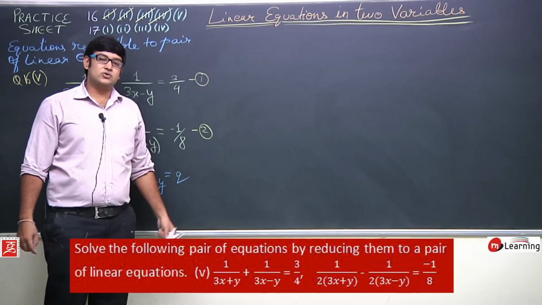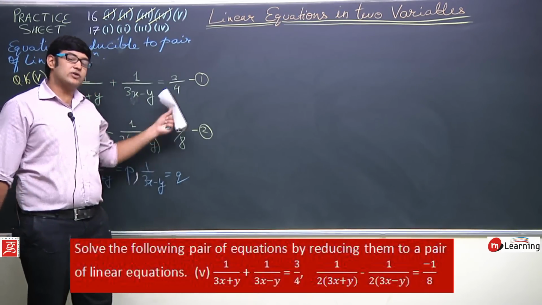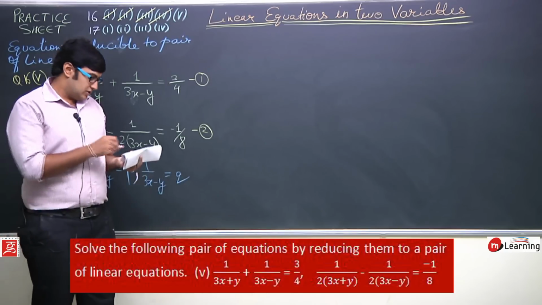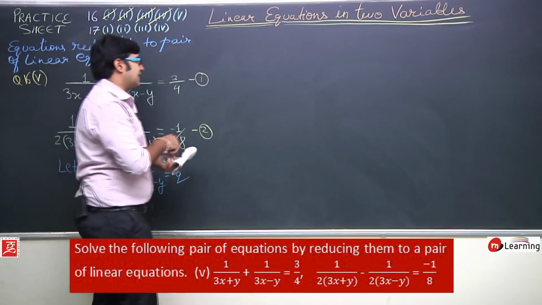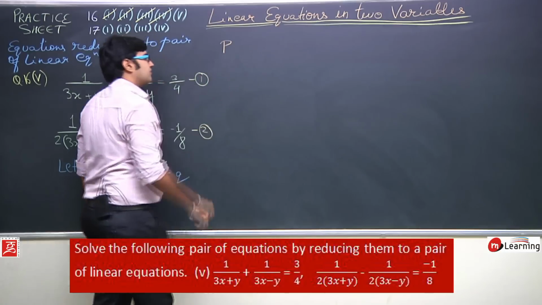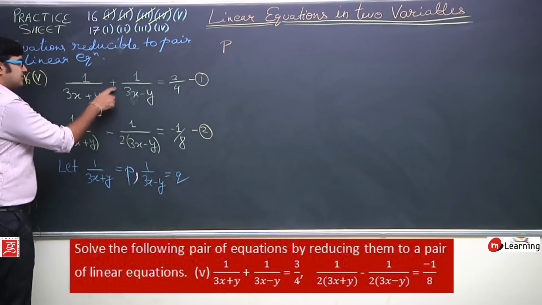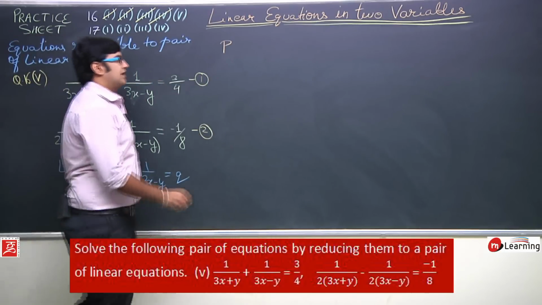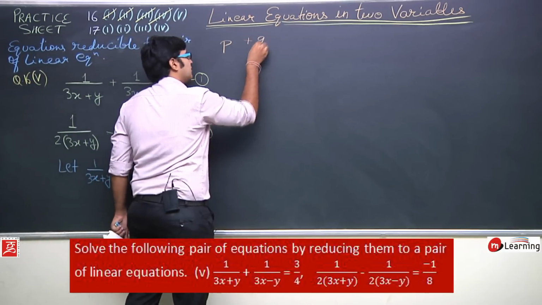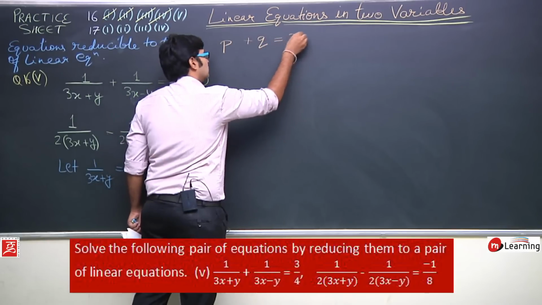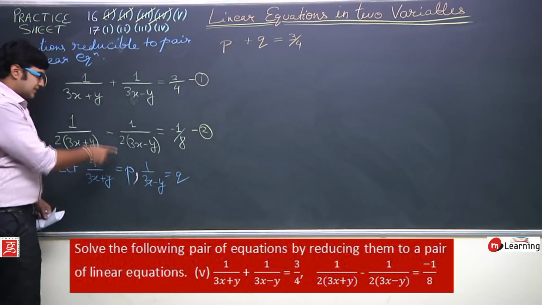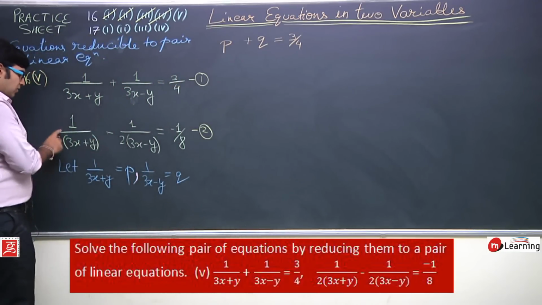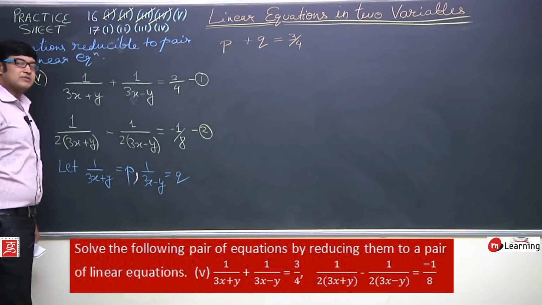So let us substitute these two values of p and q in both the equations. So what can I get? 1 upon 3x plus y, as it is I can write p, then plus 1 upon 3x minus y, as it is I can write q. This is equal to 3 divided by 4.